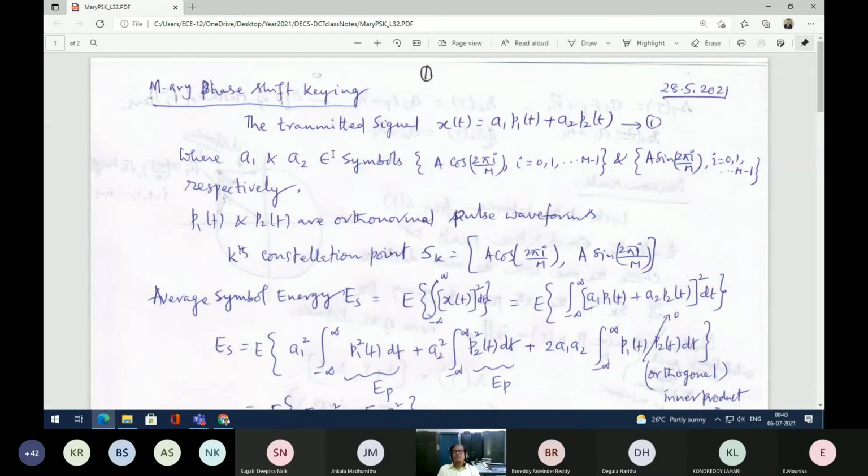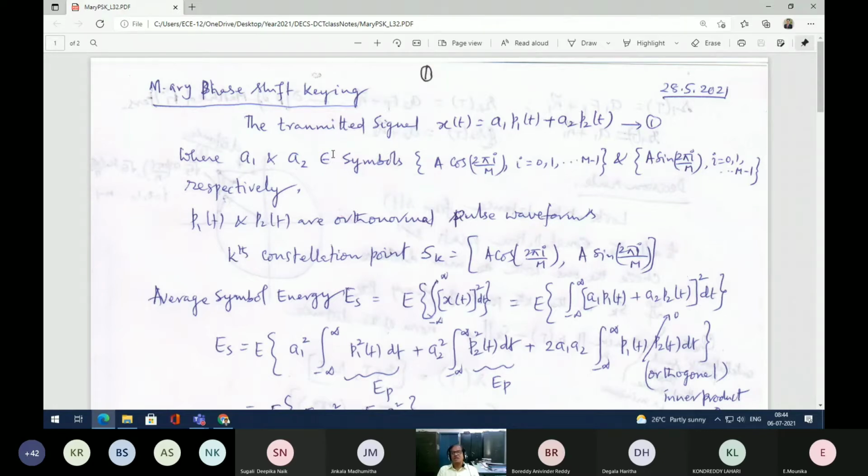The difference between M-ary phase shift keying and M-ary QAM: the transmitted signal appears to be the same, right? Are you able to see that? x(t) is equal to A1 p1(t) plus A2 p2(t). Now it all depends upon the type of symbols we are using. Here, A1 and A2 belong to A cos(2πi/M), where i is running from 0, 1, 2, 3 up to M minus 1. Similarly, another symbol is A sin(2πi/M), where i is again running from 0 to M minus 1. So these are the symbols.